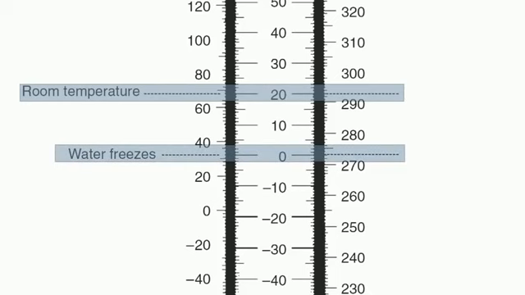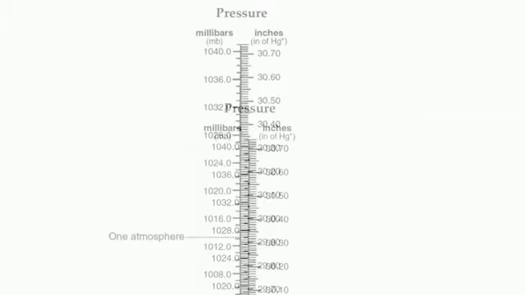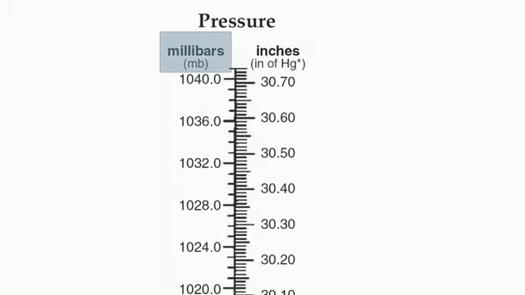Now, the best way to do your conversions, I would take a straight edge and put it right across the values that you're trying to convert so you get a nice, neat conversion from one temperature to the next. The same thing can be said about your pressure chart as well. This one is a little bit more simplistic because you only have two scales to go by, millibars on the left and inches of mercury on the right.